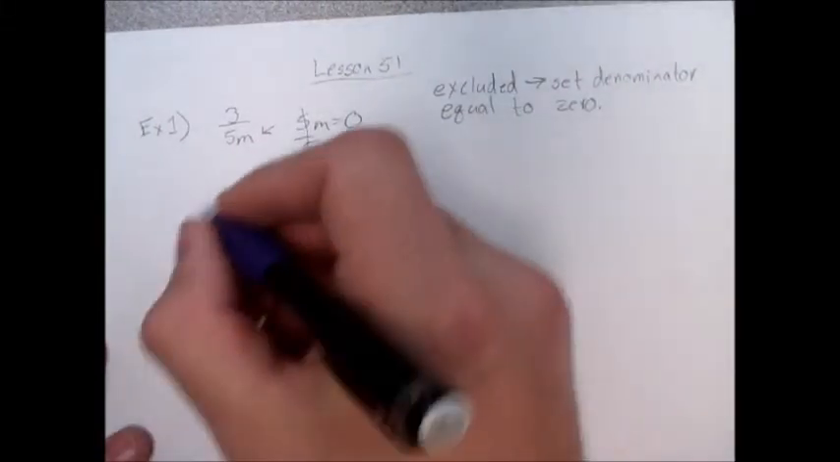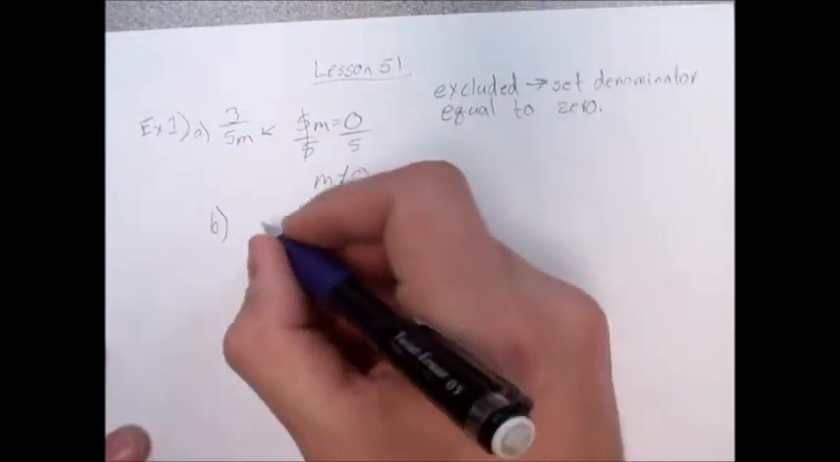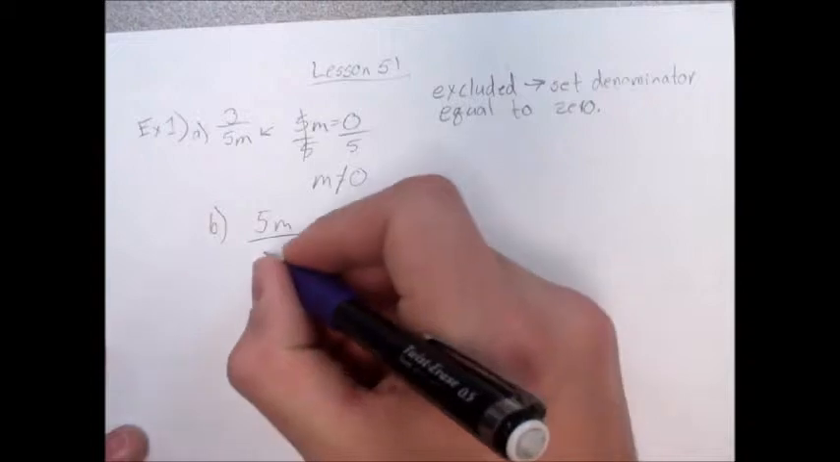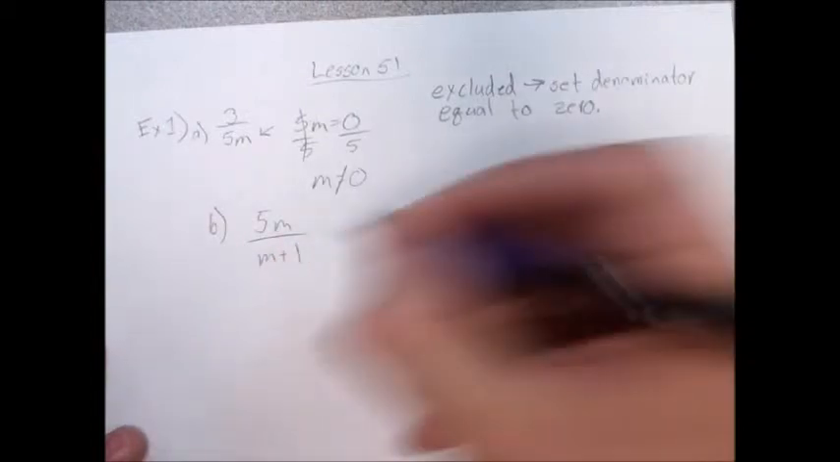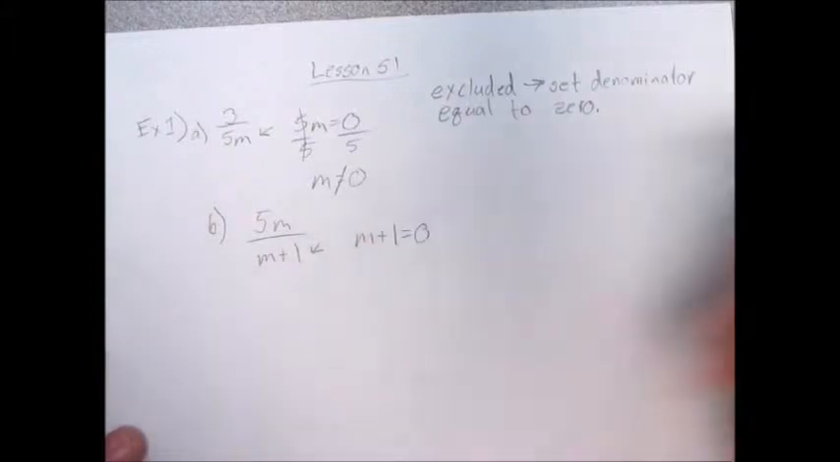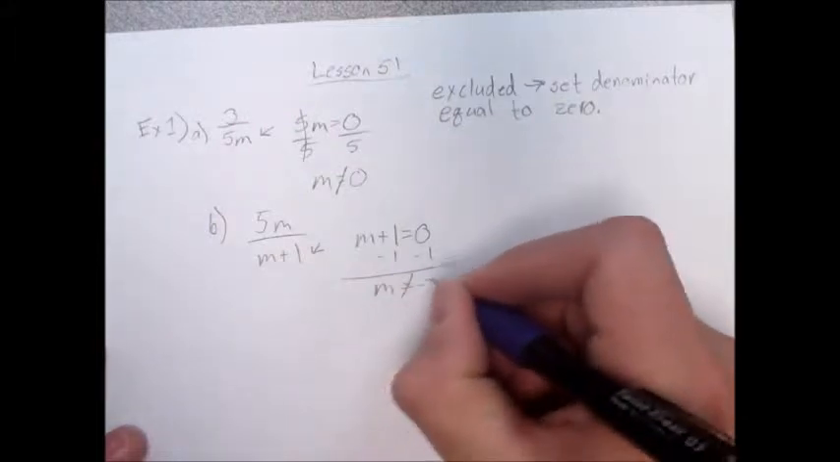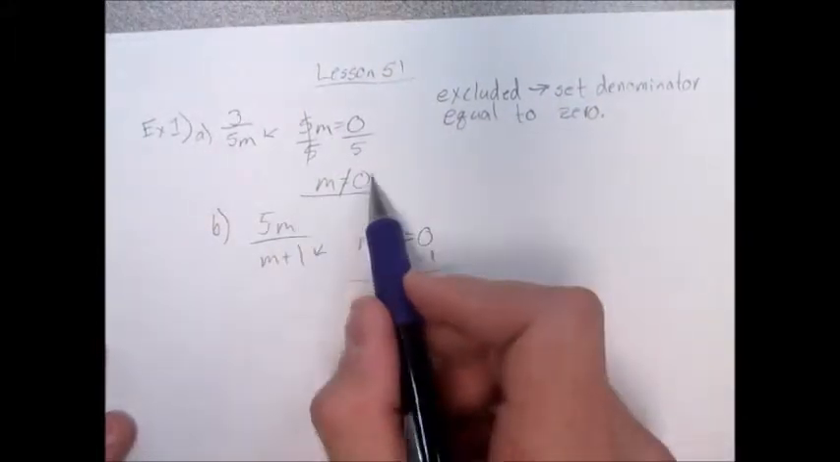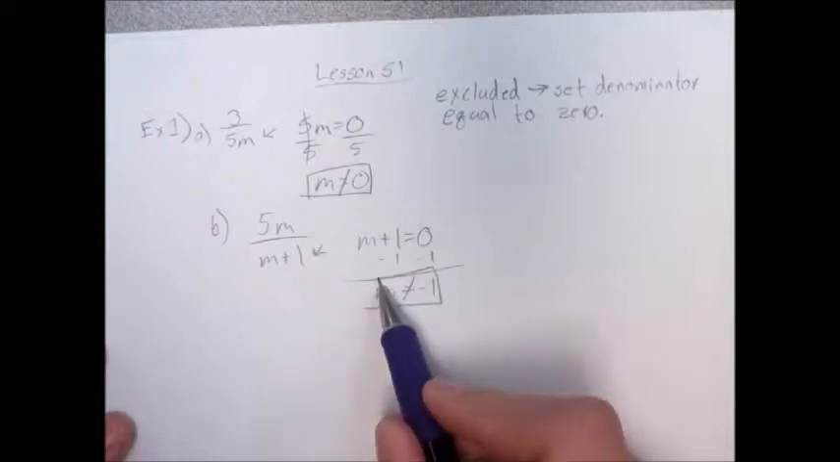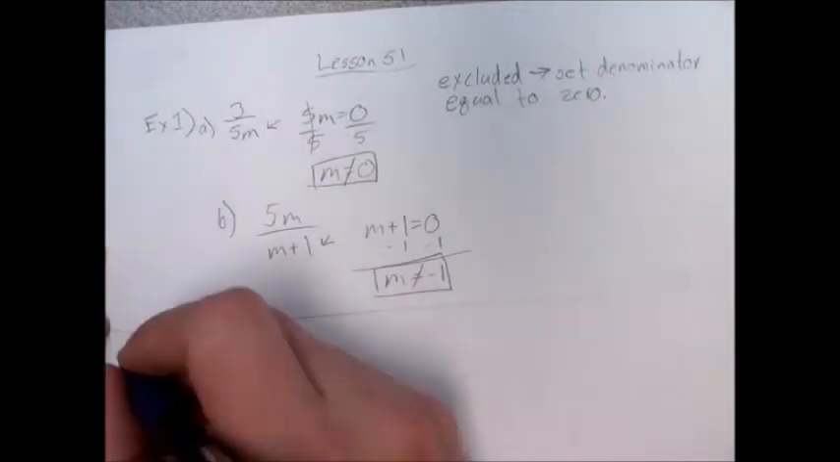Any questions there? Okay, part B then. We're going to do the same concept. We need to find the excluded value of this equation. So again, we take the denominator, we set it equal to 0, and solve. So I subtract 1 from both sides. I get m cannot be equal to -1, and there's my excluded value. Questions thus far? Alright, let's move on to example 2 then.